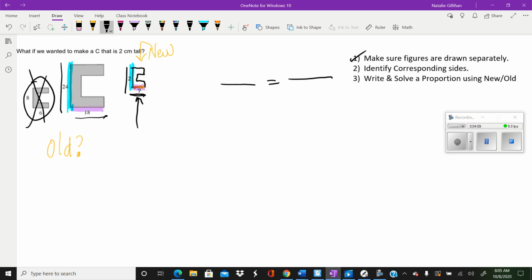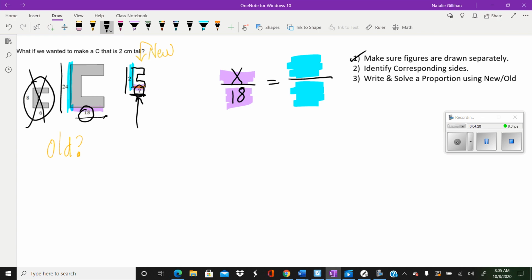And that is okay, so long as we know that the two figures we are using are similar to each other. Okay, so here's what we're going to do. We're going to take the new purple, which is a question mark, but we're going to use the letter X to represent the unknown, over the old, which is 18 on the old.